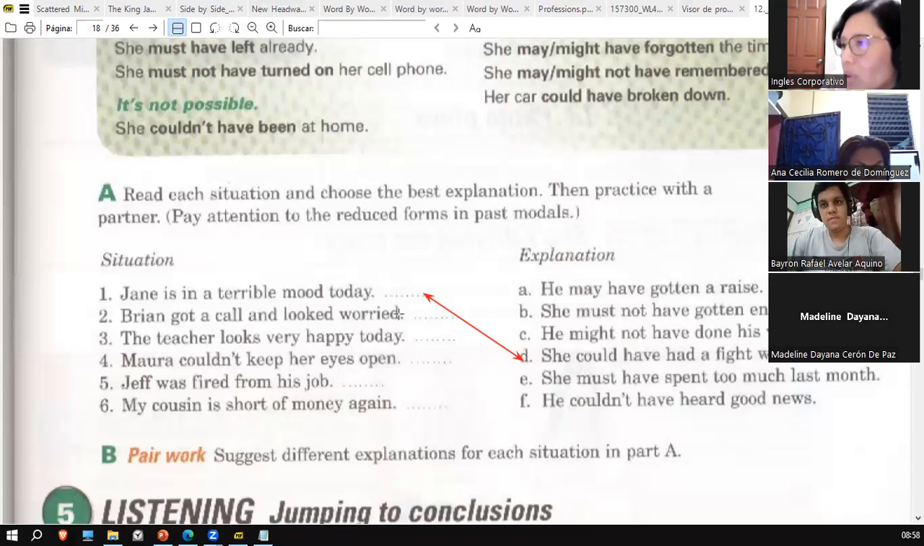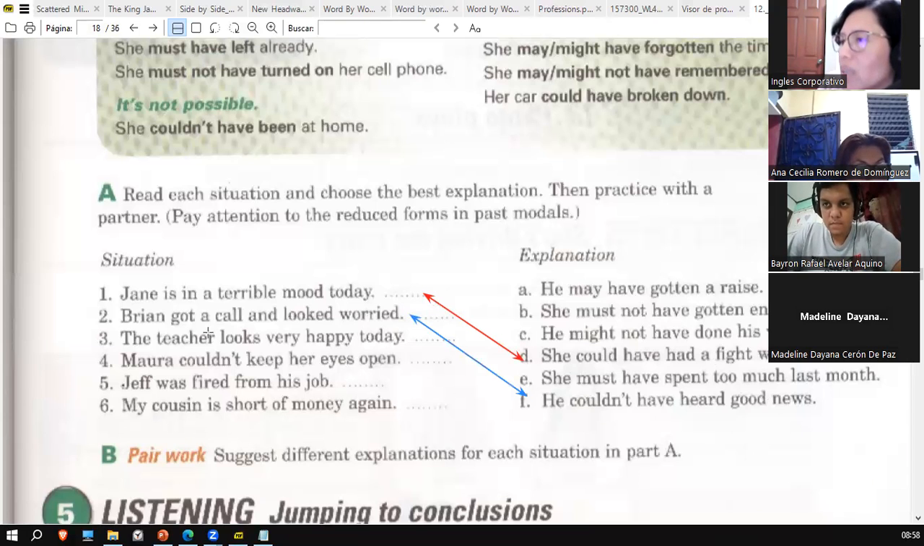Number two, Brian got a call and looked worried. What do you think is the explanation, guys? I think it's little F. Yeah, I think so, right? He couldn't have heard good news, right? He couldn't have heard good news.